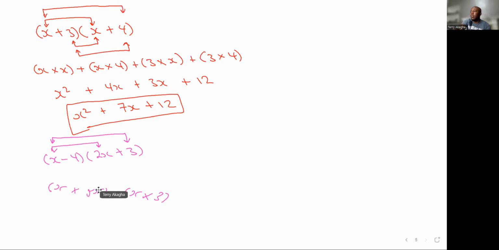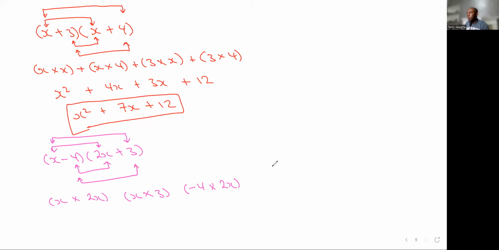Let me do it again. Let me just drag all this, bring it a bit down so I can have space. Then the next one, we have this multiplied by this. So you can see in the second case, we're having minus 4 multiplied by 2x. Not 4, minus 4 multiplied by 2x. The next thing, we also have minus 4 multiplied by 3. Then like I told you, you add all of them together.